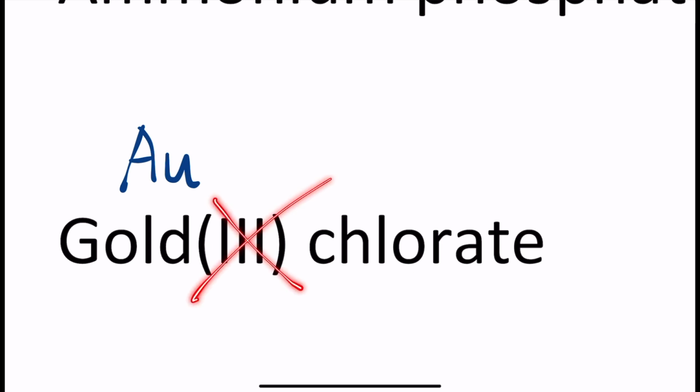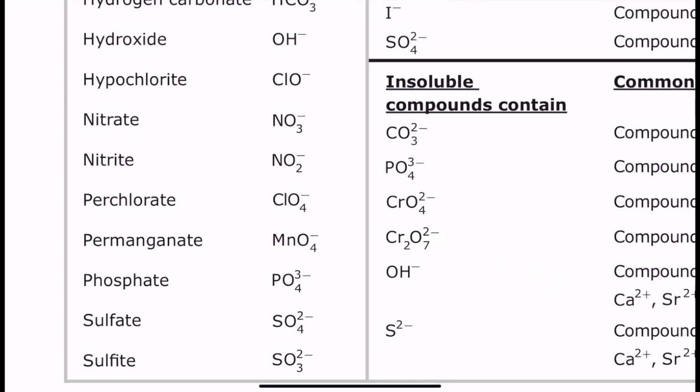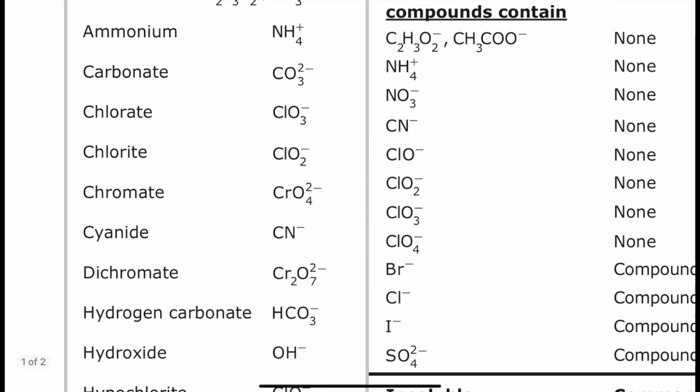Well, we don't have 3, so stop thinking that. The charge is 3. So each gold ion has a 3 plus charge. This one does end with -ate, so when we're looking up chlorate, let's look up our list of polyatomic ions to figure out what in the heck that is.